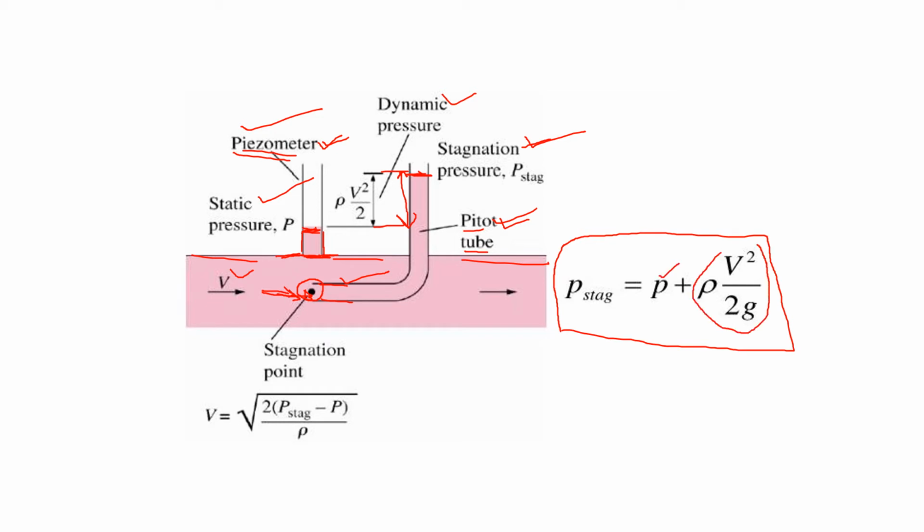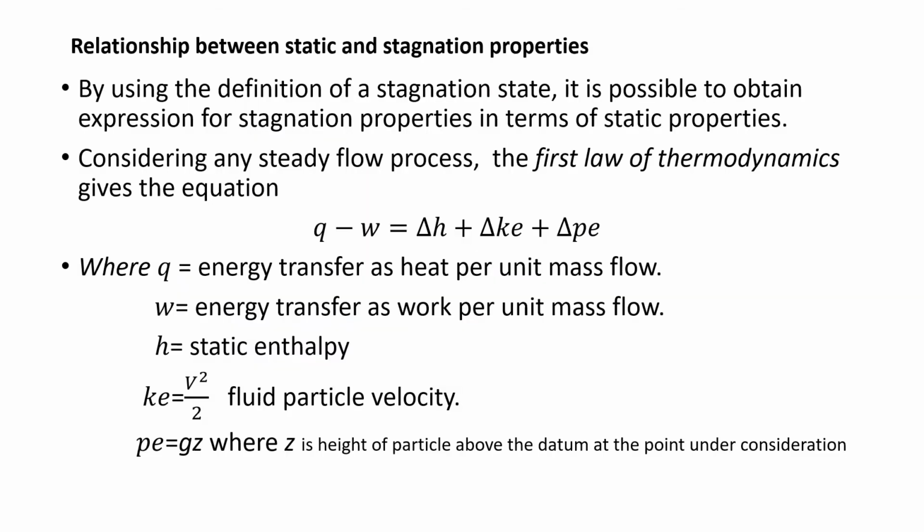So in the following slides we will see how we got this expression, how to write the stagnation properties in terms of static properties. Between static and stagnation properties, we can express stagnation properties in terms of static properties, and we'll see the expression of that. We get this relation by the first law of thermodynamics.